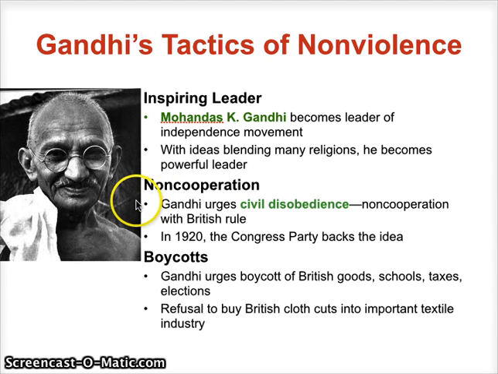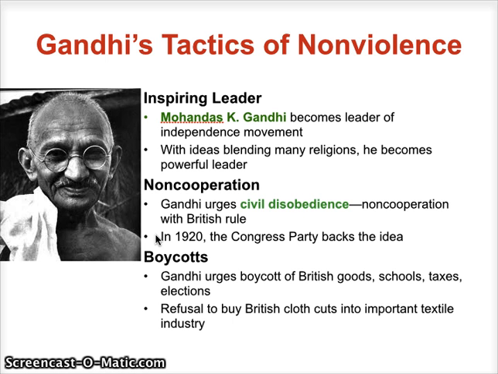Now, the biggest thing that Mahatma Gandhi does is he encourages civil disobedience. What civil disobedience is, basically, is do whatever you can to not cooperate with the British rule. And his party, the Congress Party, which is made up of mostly Hindus, in 1920, they back this idea. So they are encouraging everyone in India to basically make it hard for Britain to rule India. This is done in a non-violent way.